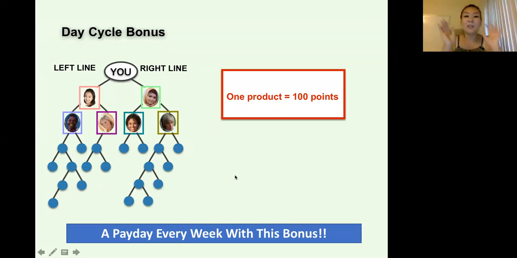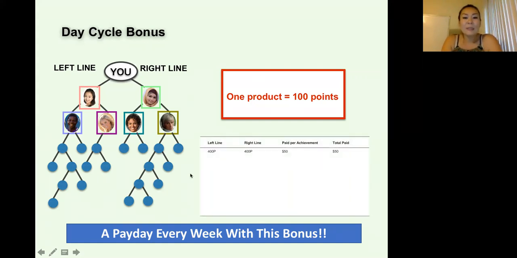It doesn't matter if they're placed in the one team or just placed on both sides. Okay. Now, left line 400 points, right line 400 points, and then you get paid $50, which means just imagine that these people have 1 account each and they're buying 1 product from their account every month.